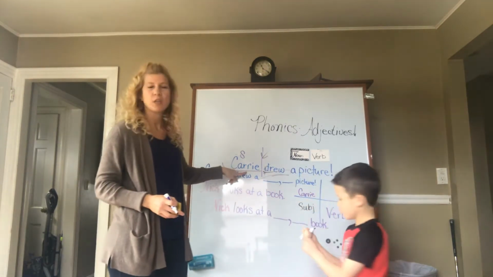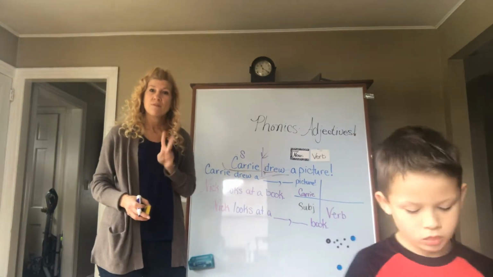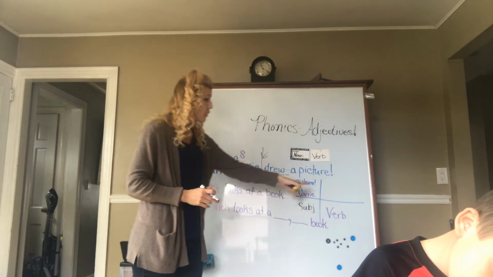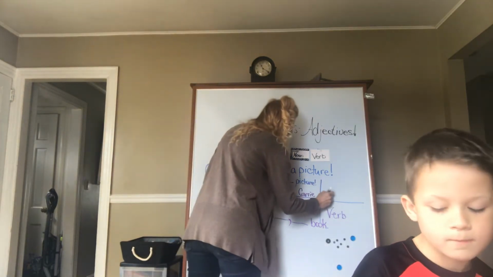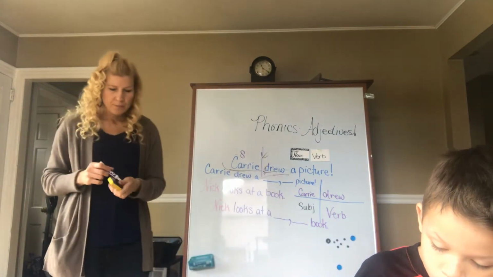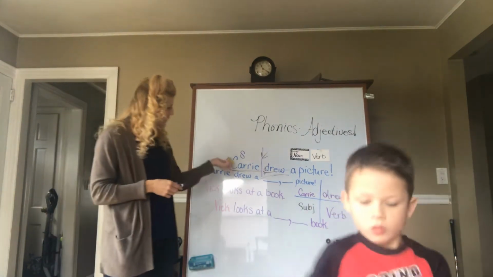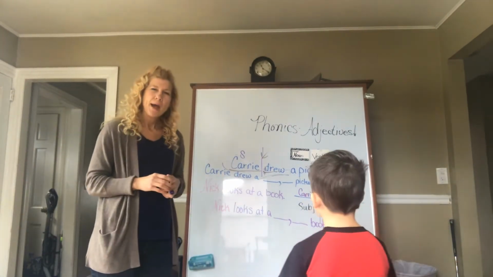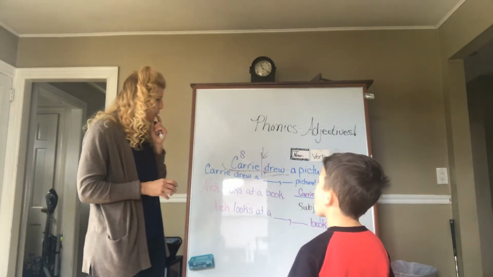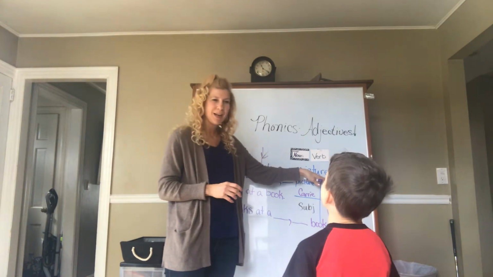All right, subject gets underlined once. The verb gets underlined twice. So do I write drew? We put drew in our verb section. Now, this is a pretty good sentence. However, I think I want to add some adjectives to the last part of my sentence.